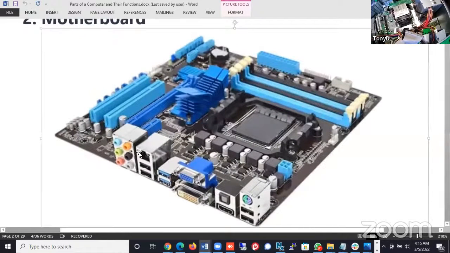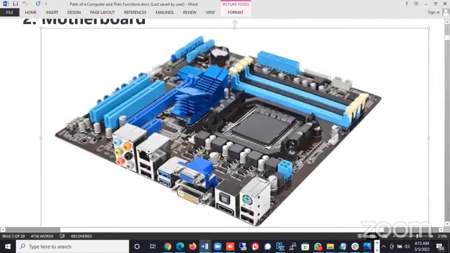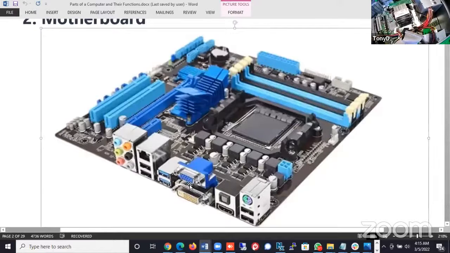You see this end, this side, right? That is the Ethernet port. This is for your video. This is your VGA input. This is your DVI input. It has the HDMI input, right? It has the serial input too inside. So these are inputs, these are outputs.